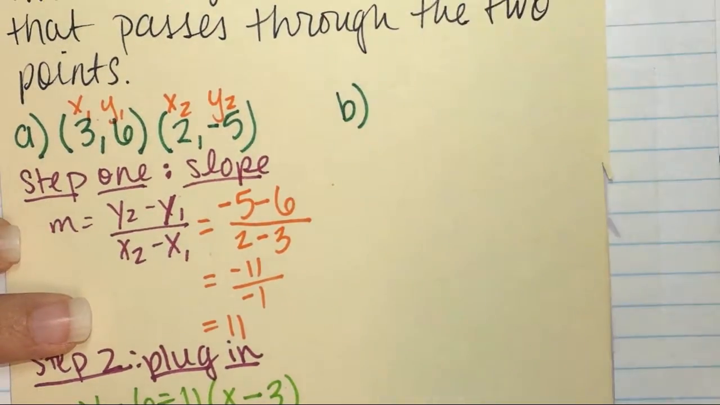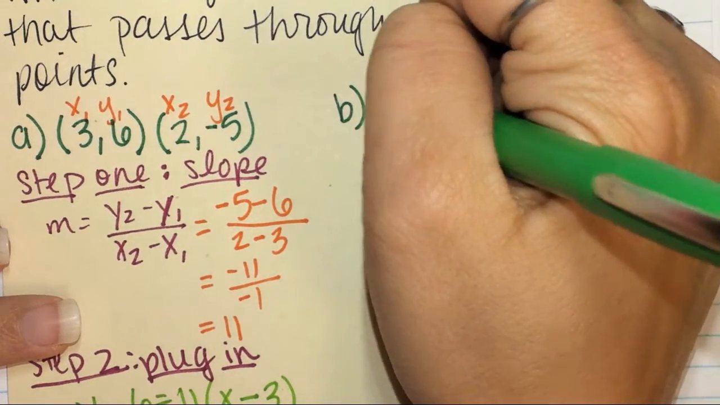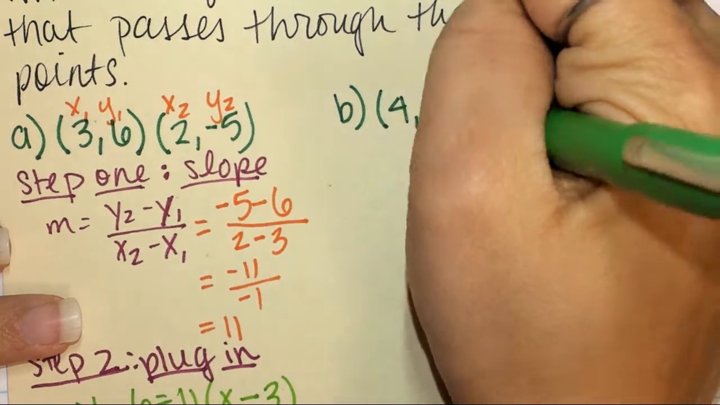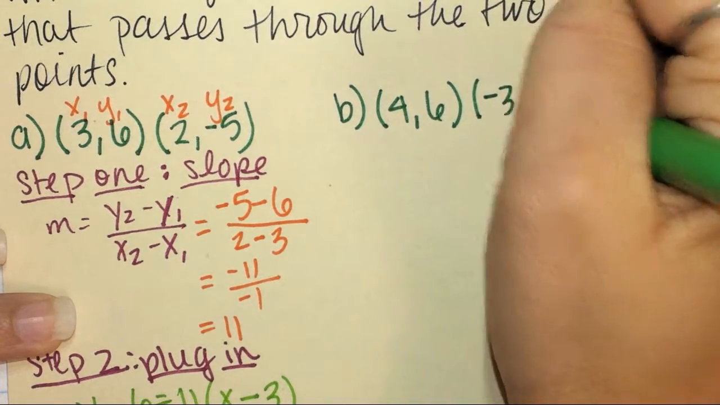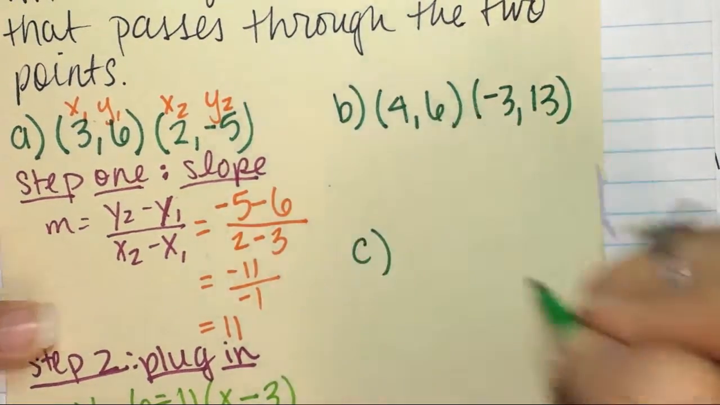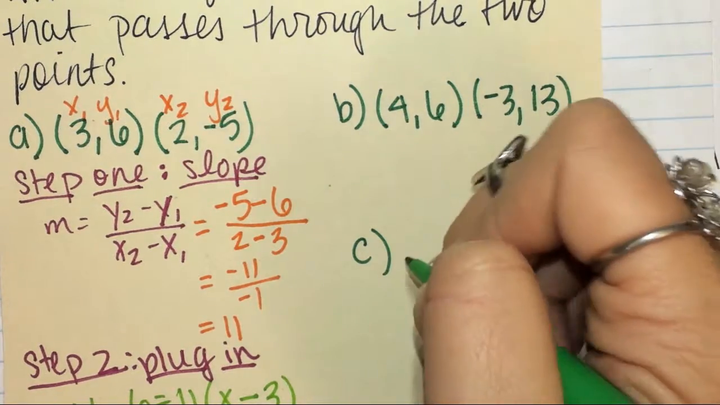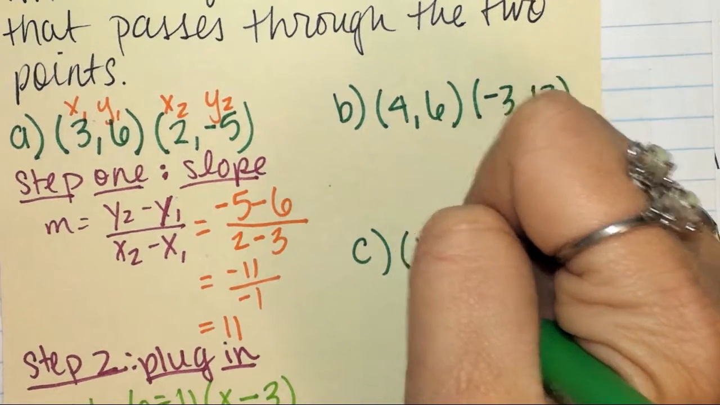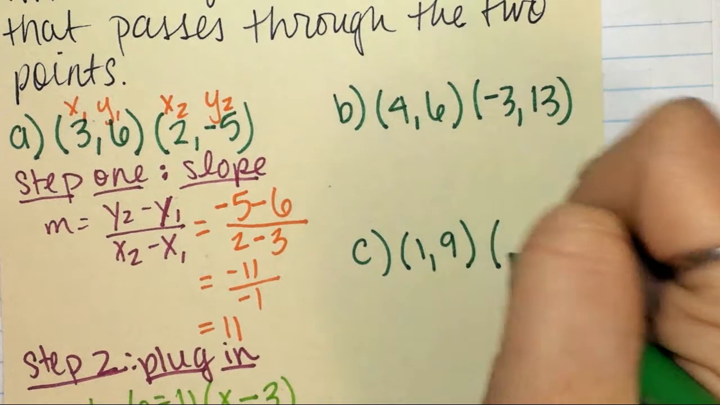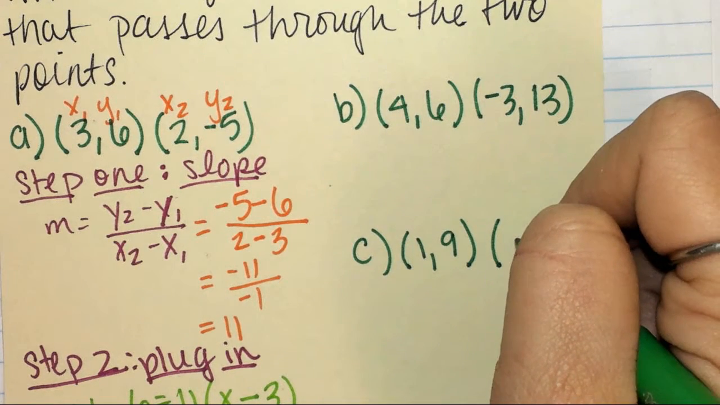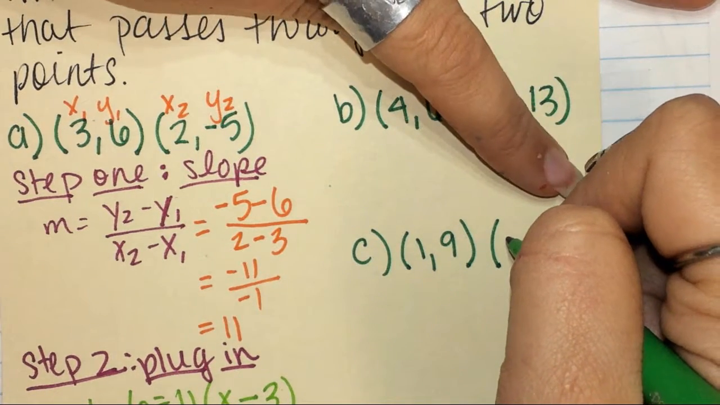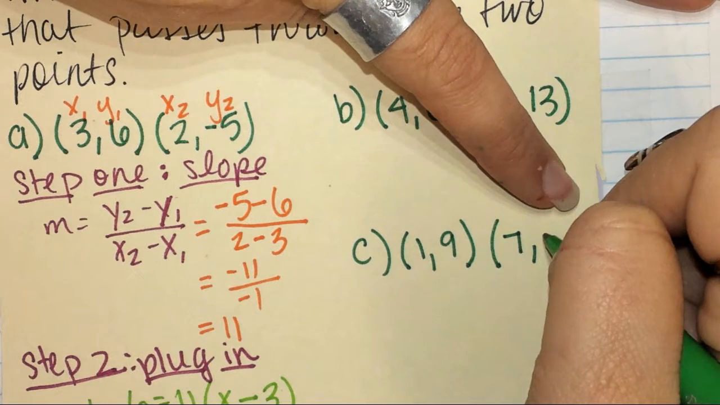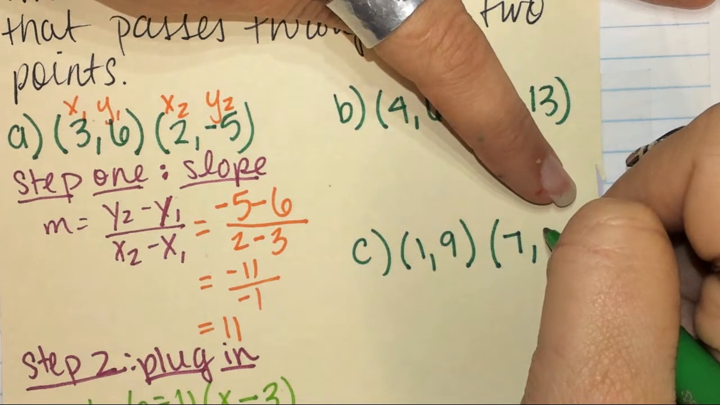Alright, B is (4, 6) and (-3, 13). C is (1, 9) and (7, 3).